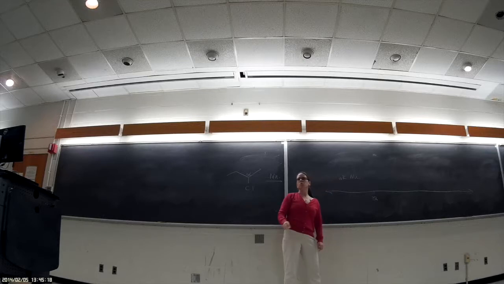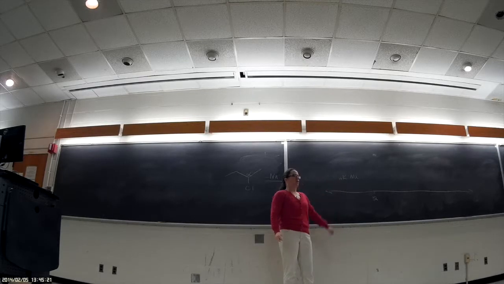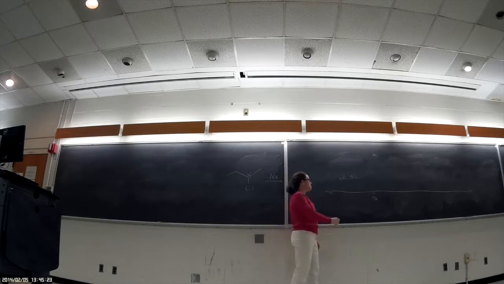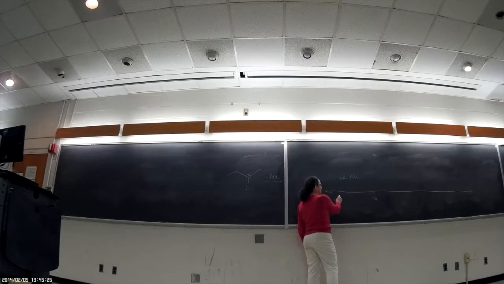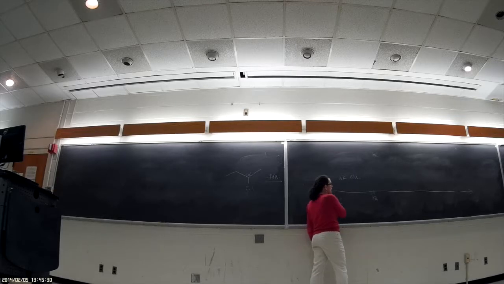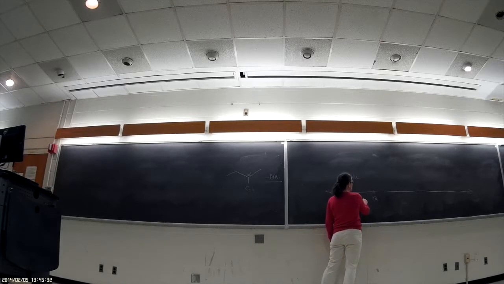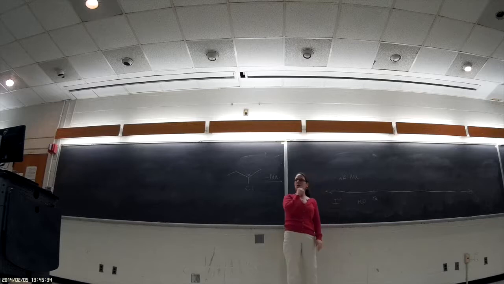Things down here are I minus, that's derived from HI, pKa minus 10, so this is down here. I have things like H2O, right? That's a weak nucleophile. Conjugate acid is H3O plus, pKa minus 1.7. So a bunch of weak nucleophiles. Weak nucleophiles have conjugate acids whose pKas are below 0. This is where I find my weak nucleophiles.